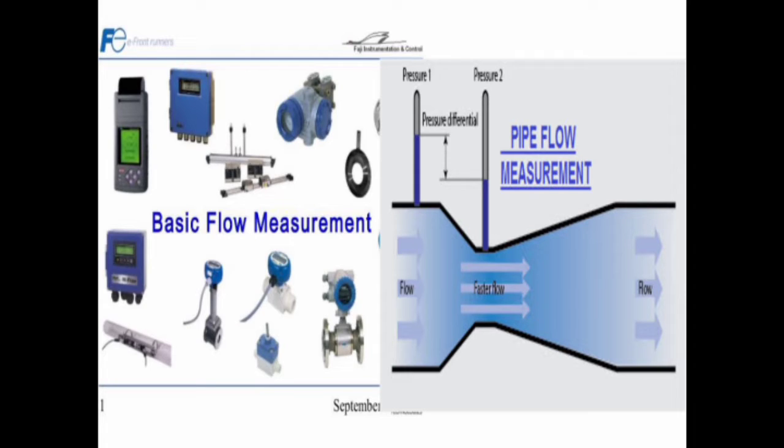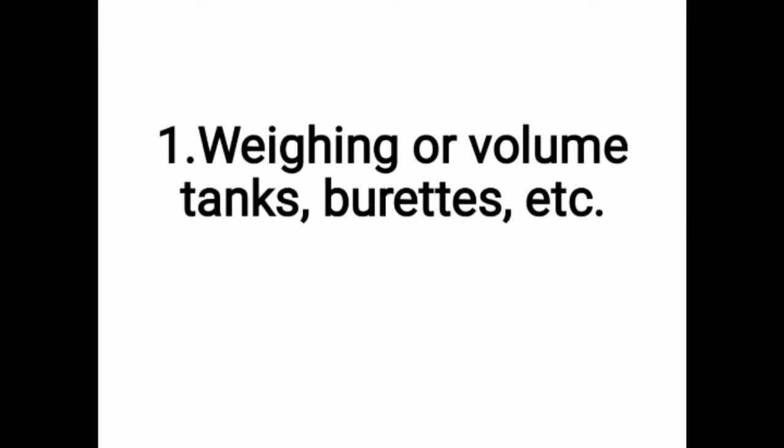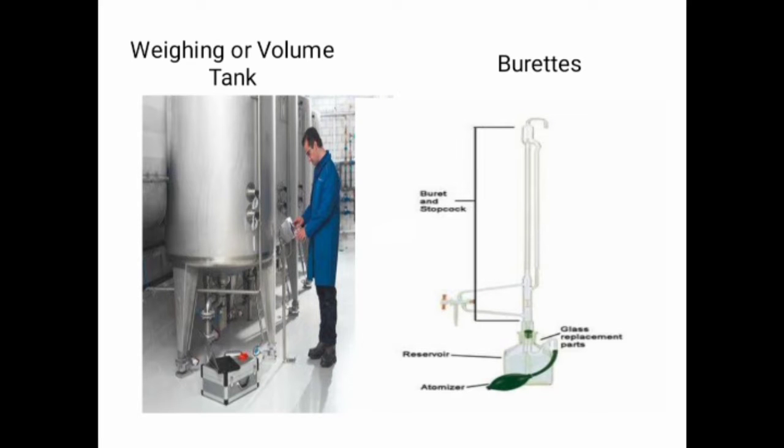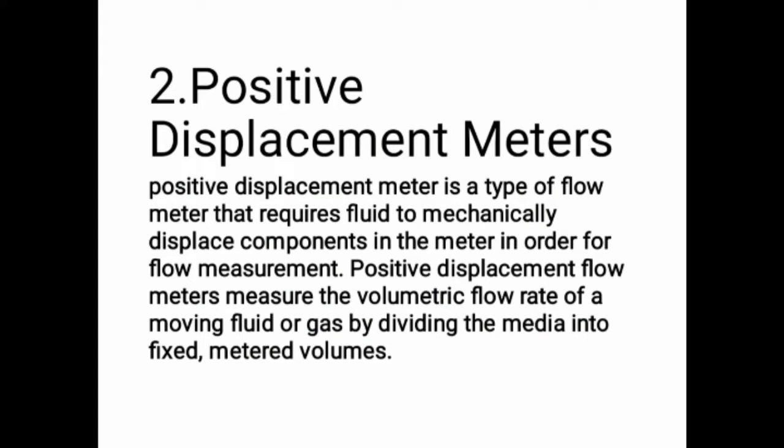We call that the pipeline measurements. For the letter A, the primary or quantity methods. Number one is the weighing or volume tanks. So, this is the weighing or volume tanks. And the second picture is the Biarritz.